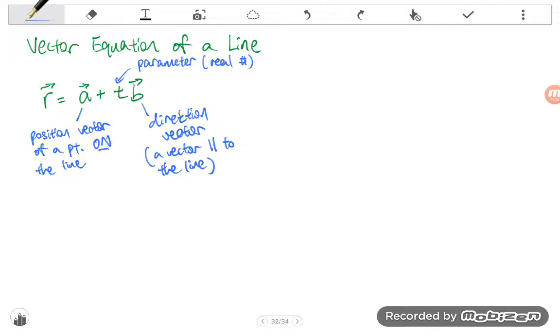Now, we'll talk about the parameter t in class. I'll explain what that is in class. But for now, just make sure you understand that vector A is a position vector of a point on the line. Make sure it's on the line. And vector B is a direction vector, which is a vector that is parallel to the line. Now let's look at a few examples.